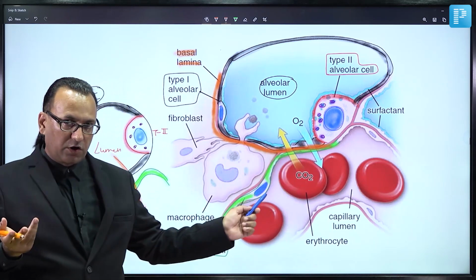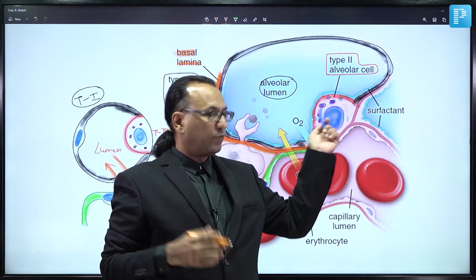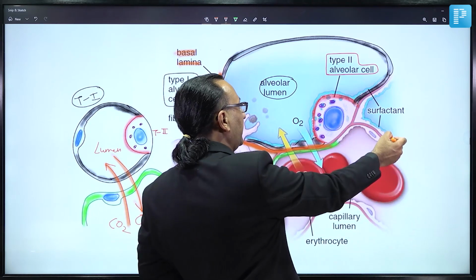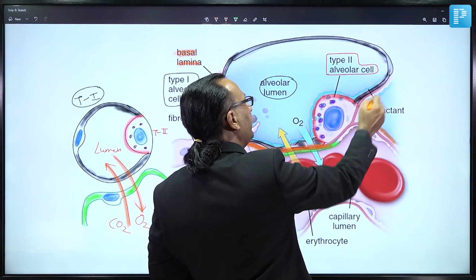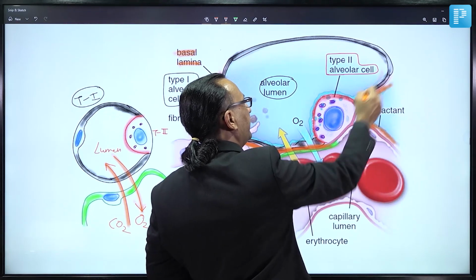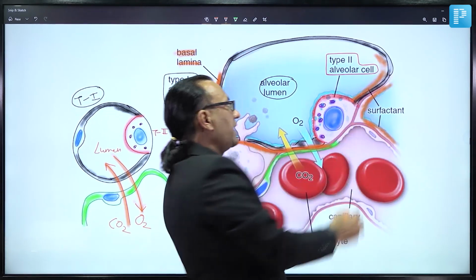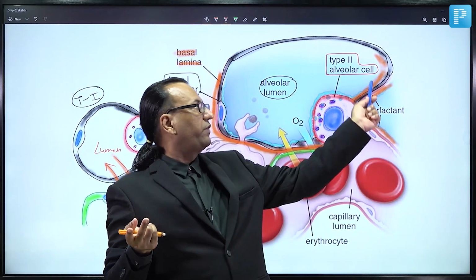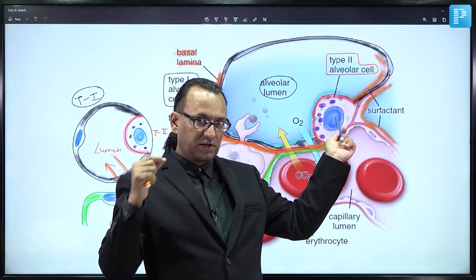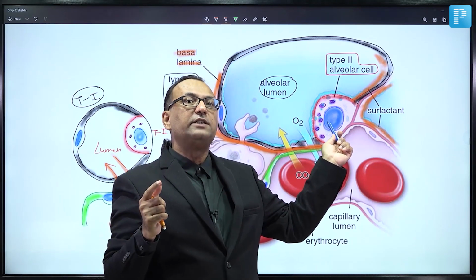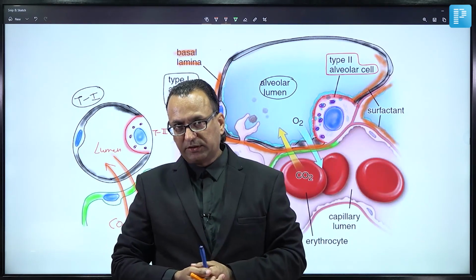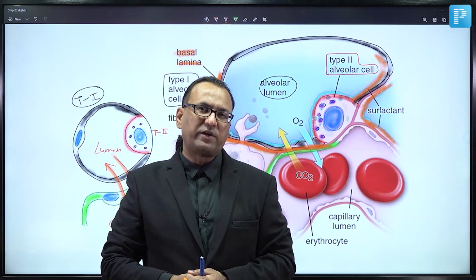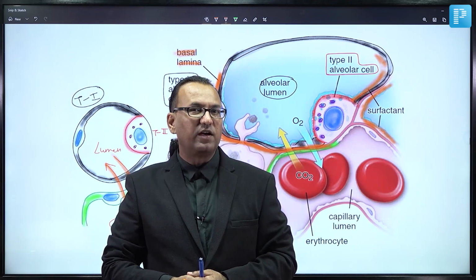And what is the function of the surfactant secreting type 2 pneumocyte? Of course, it will give the surface active agent which will line the inner surface of the alveoli, like one alveolus is here, the other alveolus is on this side. And if there is pathology involving the type 2 pneumocyte, then the surfactant will be missing, leading to respiratory distress syndrome. In COVID-19 as well, it has been mentioned type 2 pneumocyte can be involved, deficiency of surfactant, and the respiratory distress syndrome might occur there as well.